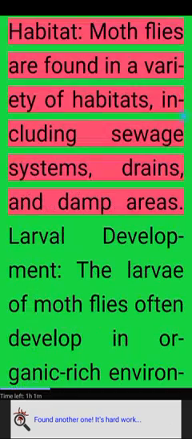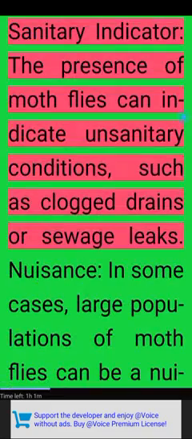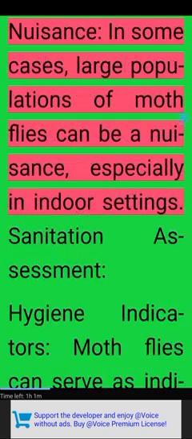Biology and ecology. Habitat. Mothflies are found in a variety of habitats, including sewage systems, drains, and damp areas. Larval development. The larvae of mothflies often develop in organic-rich environments, such as sewage and decaying matter. Economic importance. Sanitary indicator. The presence of mothflies can indicate unsanitary conditions, such as clogged drains or sewage leaks. Nuisance. In some cases, large populations of mothflies can be a nuisance, especially in indoor settings.